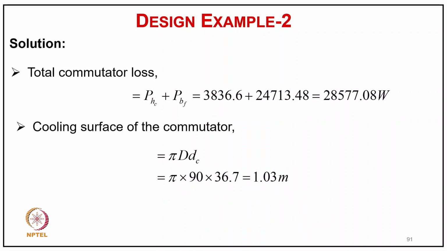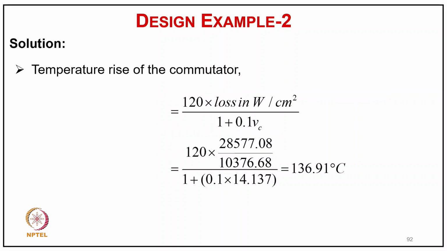Total commutator loss, adding the PSC and PAB, becomes 28.577 kilowatt. Cooling surface area is pi DC, that is pi D into 1913, so it becomes 1.09 meter square. So temperature rise will be the 120 loss per watt per centimeter divided by 1.01 C4 of cooling because of the peripheral speed. Putting the value, it comes to 136.91 Celsius.